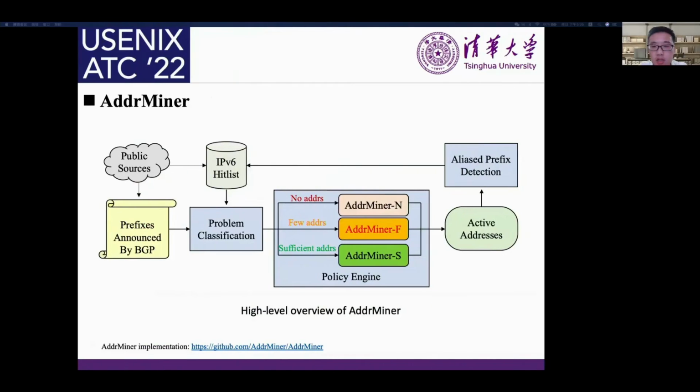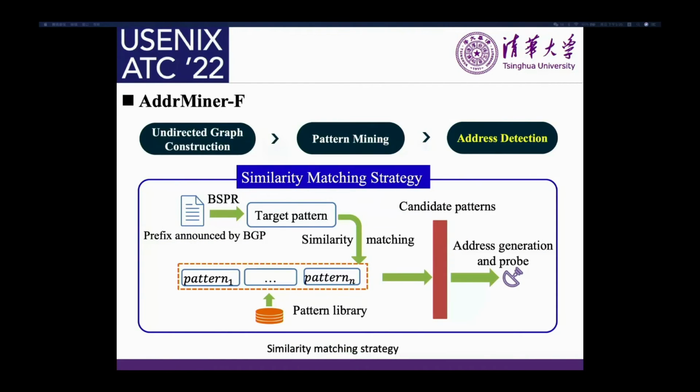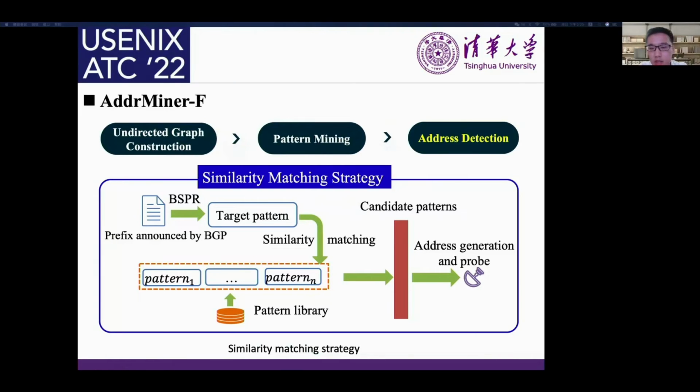For announced prefixes with few seed sets, AddrMiner-F uses the similarity matching strategy to select candidate patterns to discover active addresses further. The similarity matching strategy mainly combines these seed sets to fill out more relevant candidate patterns from the pattern library. The figure shows the process of the similarity matching strategy.